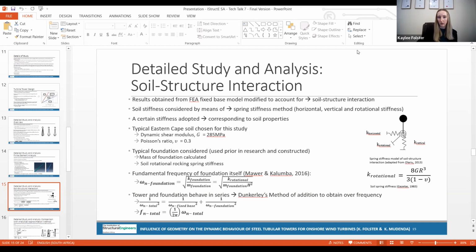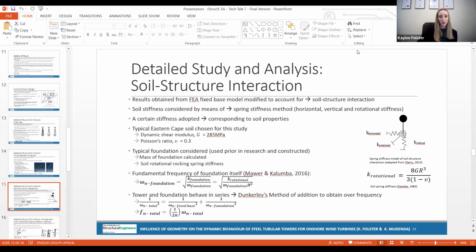So if you have a look at that formula and the little sketch on the right-hand side, once you know your shear modulus, G would be the shear modulus of your soil, and R is the radius of your circular foundation, and Poisson's ratio of the soil, you are able to calculate that K rotational. And you'd obviously easily be able to calculate the mass of your foundation, and then you know the height of your tower, so that allows you to then calculate your natural frequency of the foundation.